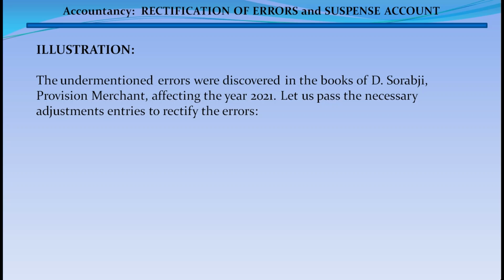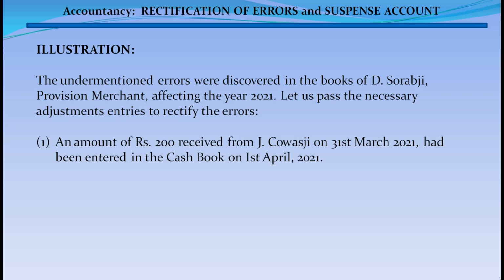Illustration. The undermentioned errors are discovered in the books of D. Sorabji, Provision Merchant, affecting the year 2021. Let us pass the necessary adjustment entries to rectify the errors. 1. An amount of 200 received from J. Kovasji on 31st March 21 had been entered in the cash book on 1st April.